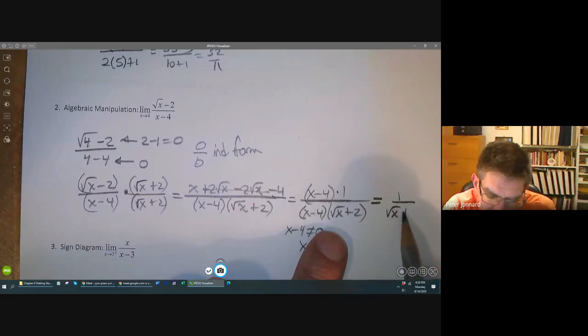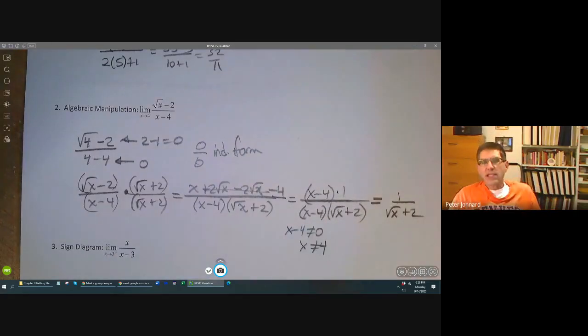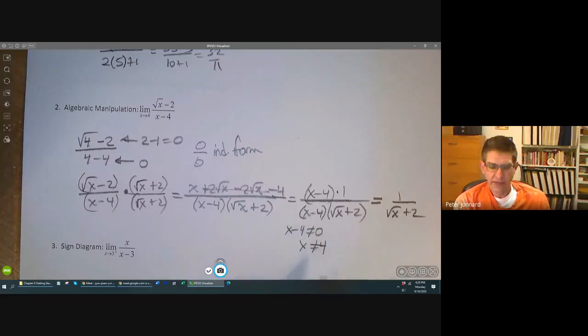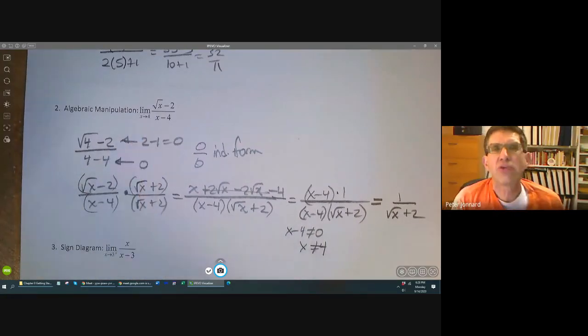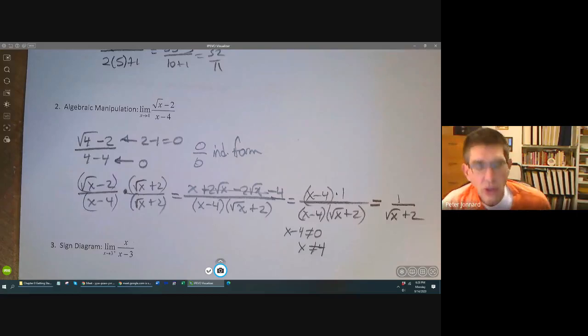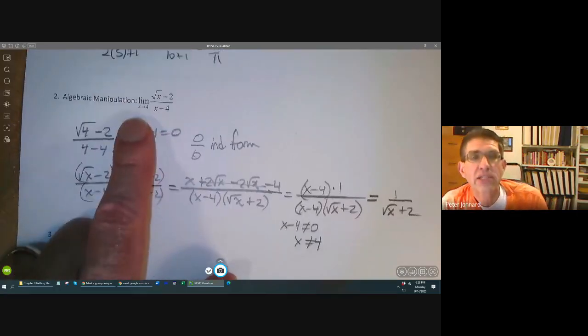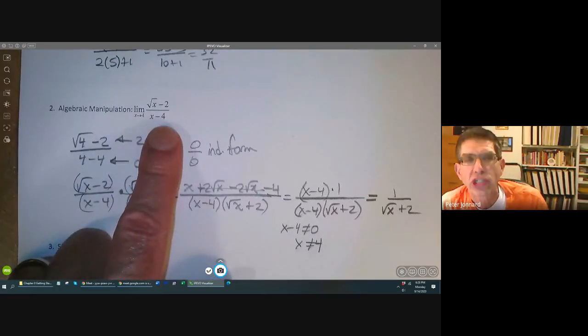I can say that this is the same thing as this. Okay? And you might say, well, wait a minute. If x equal to 4, you'd be divided by 0. That's why I have this restriction here. And you might say, but wait a minute, that's the exact value of x that they want me to use in the limit. So does that get me in trouble? Well, yes, if you use direct substitution on this expression.